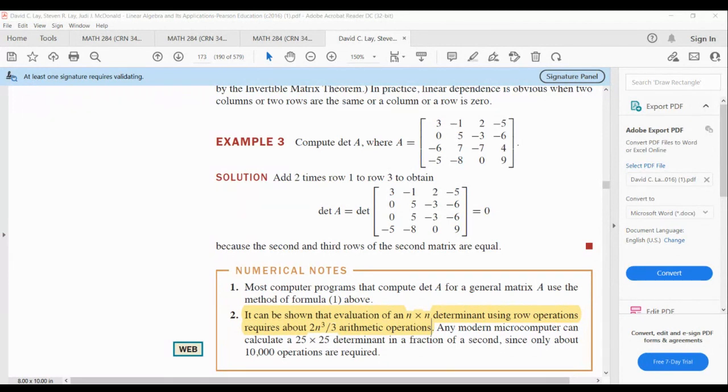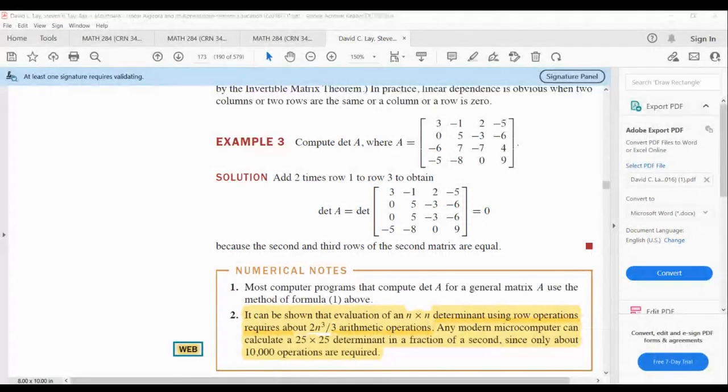It can be shown that evaluation of a determinant using row operations requires about 2n cubed over 3 arithmetic operations. And that means that for a size 25 by 25 determinant, any computer can compute that determinant in a fraction of a second. And that's the programming behind software like MATLAB when they compute a determinant.